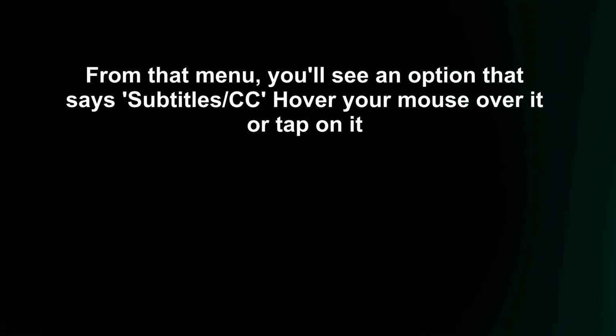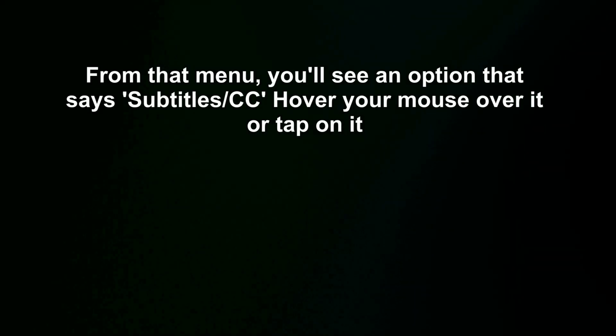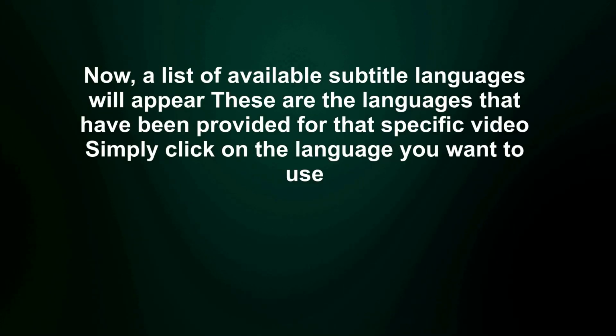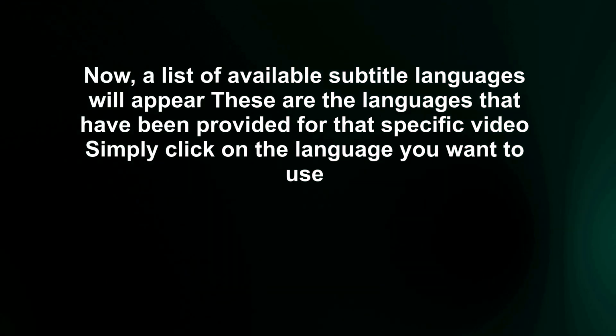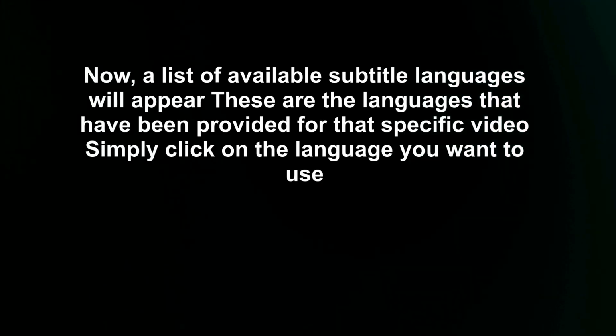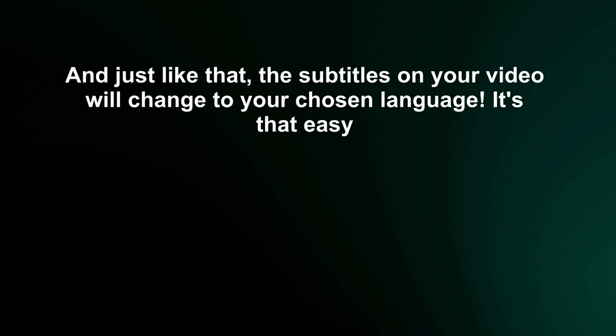From that menu, you'll see an option that says Subtitles. Hover your mouse over it or tap on it. Now, a list of available subtitle languages will appear. These are the languages that have been provided for that specific video. Simply click on the language you want to use. And just like that, the subtitles on your video will change to your chosen language.